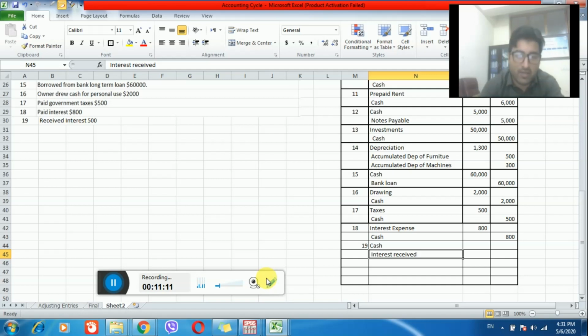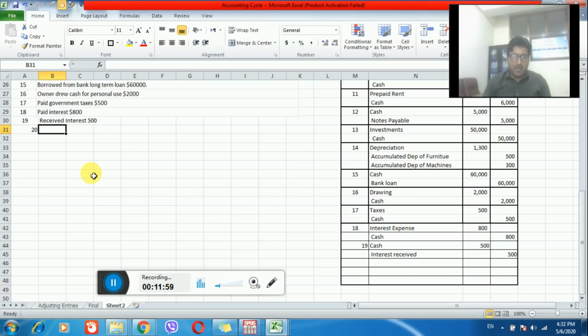Because you have received interest. So cash you have received how much? That is 500, and interest credited 500. Dear students, at the same time cash increases and also our interest revenue increases. Both of them, cash asset increases and interest revenue increases, and this transaction affects both sides of the accounting equation. On the left side, our asset cash is increasing, and on the right side, our revenue interest is increasing.